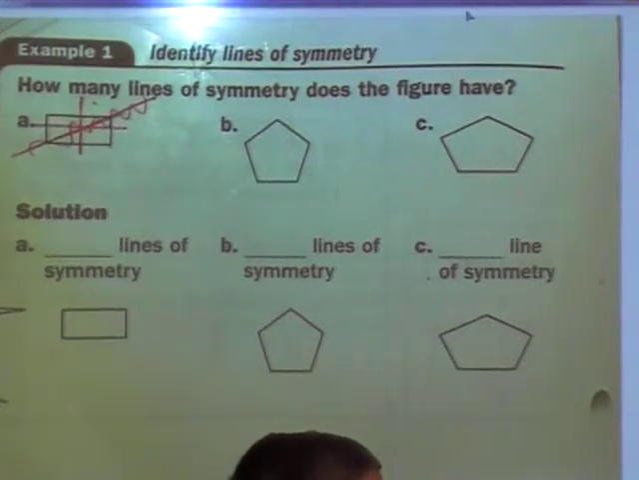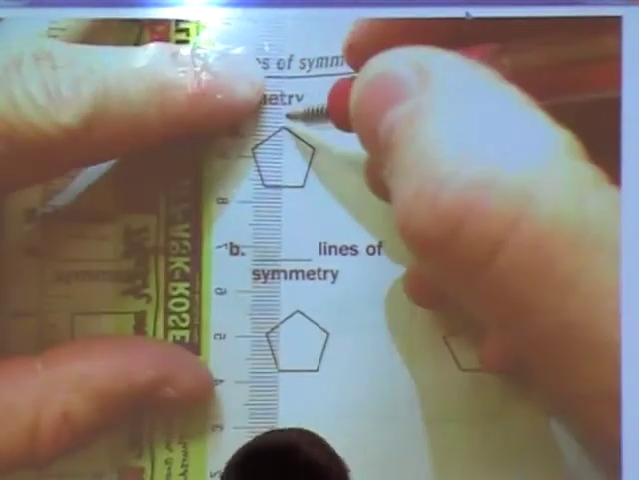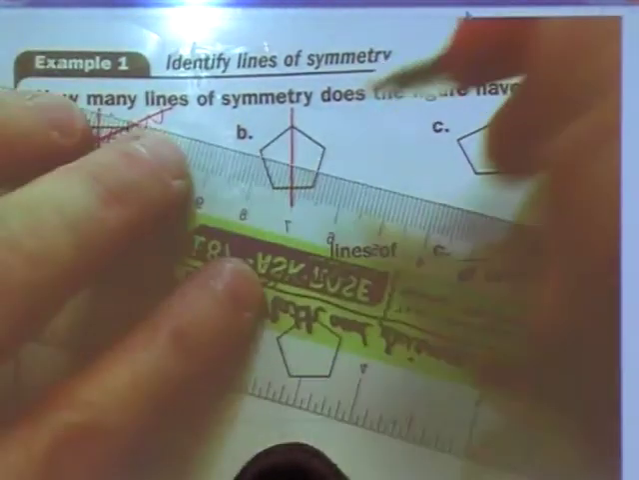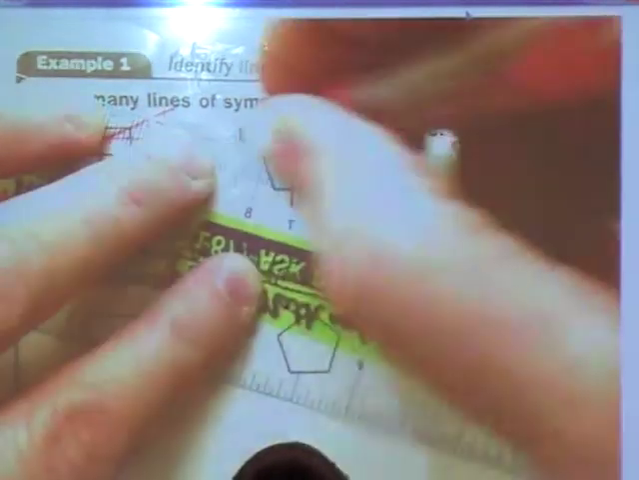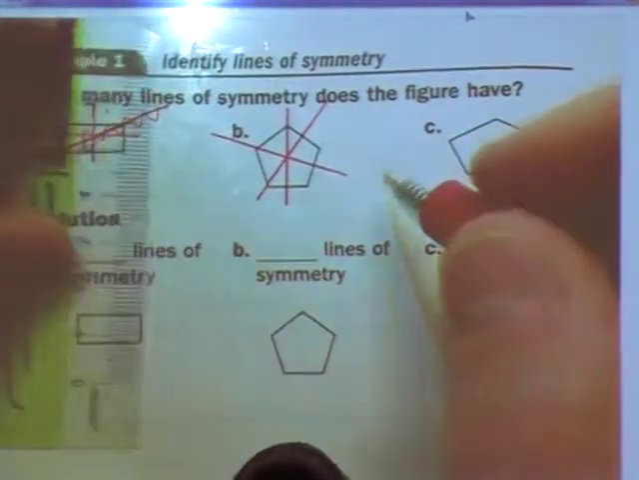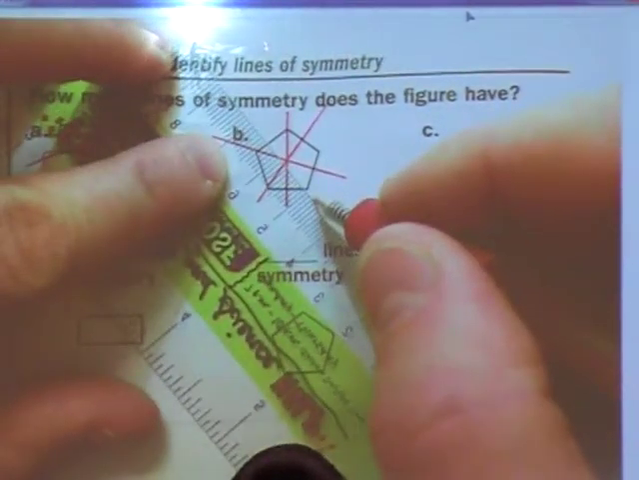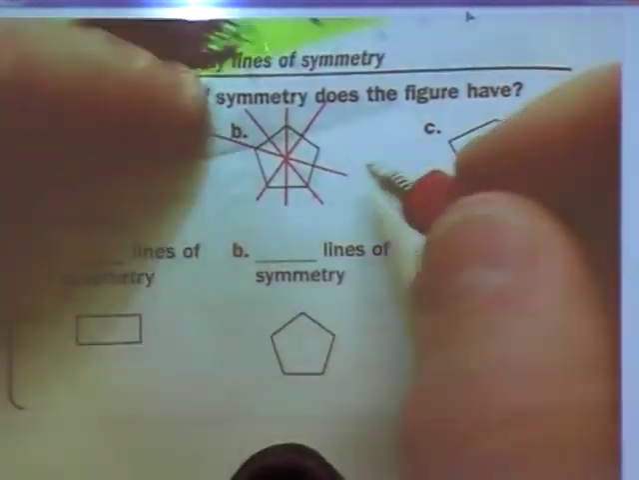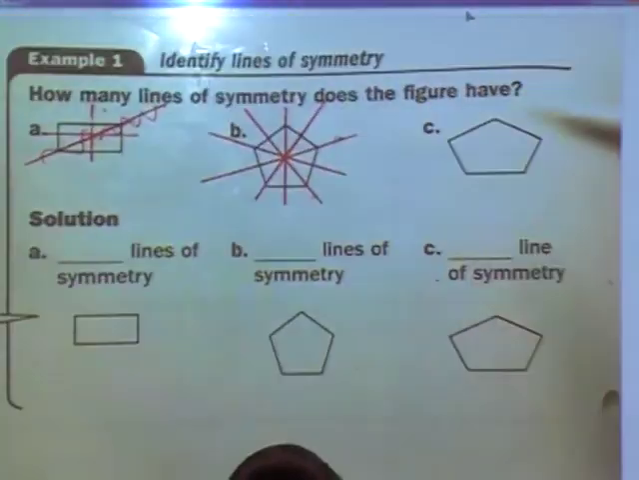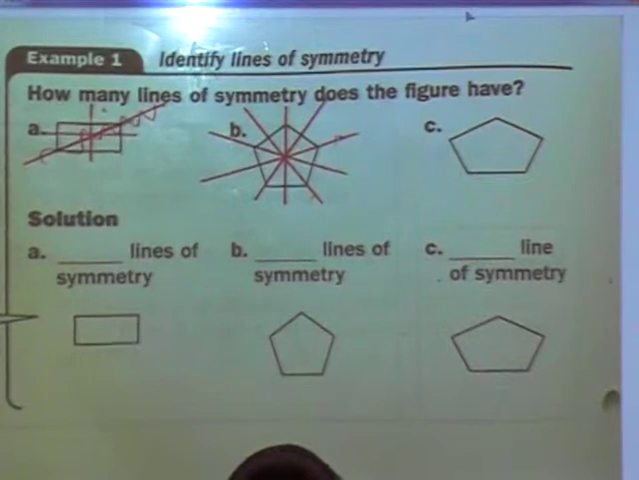Definitely do the tree. This one is only 1. There's 1, 2. That's 3, 4, 5. You can actually point to the side, telling us where the lines of symmetry are.